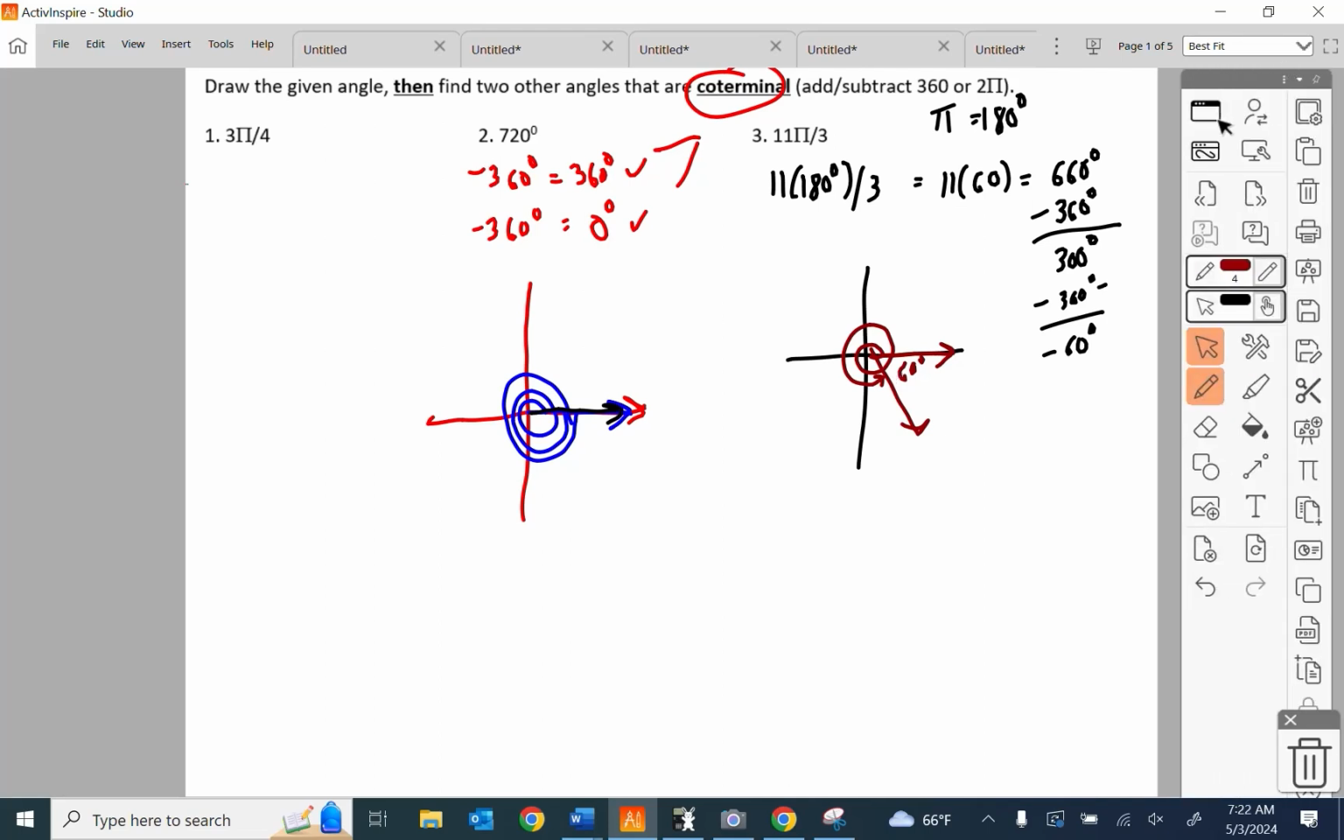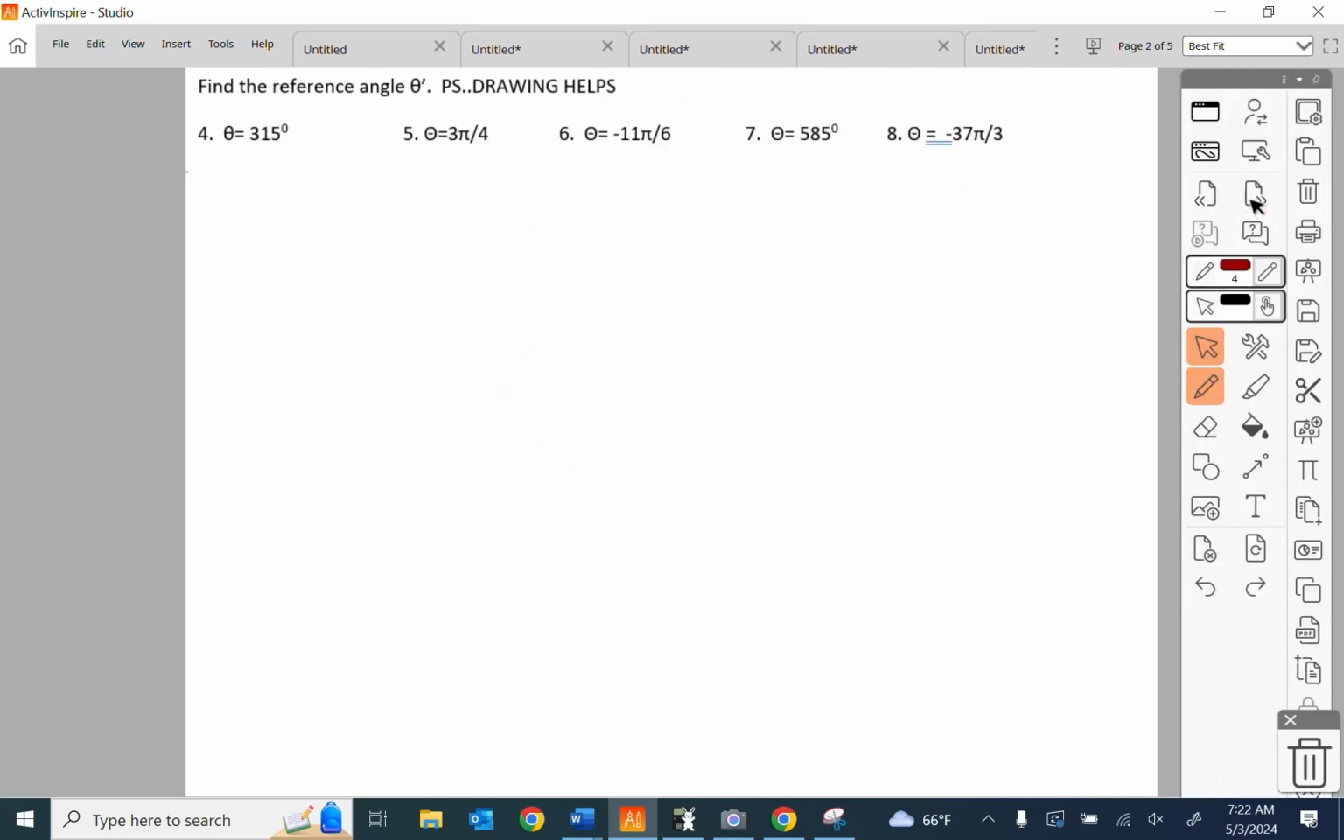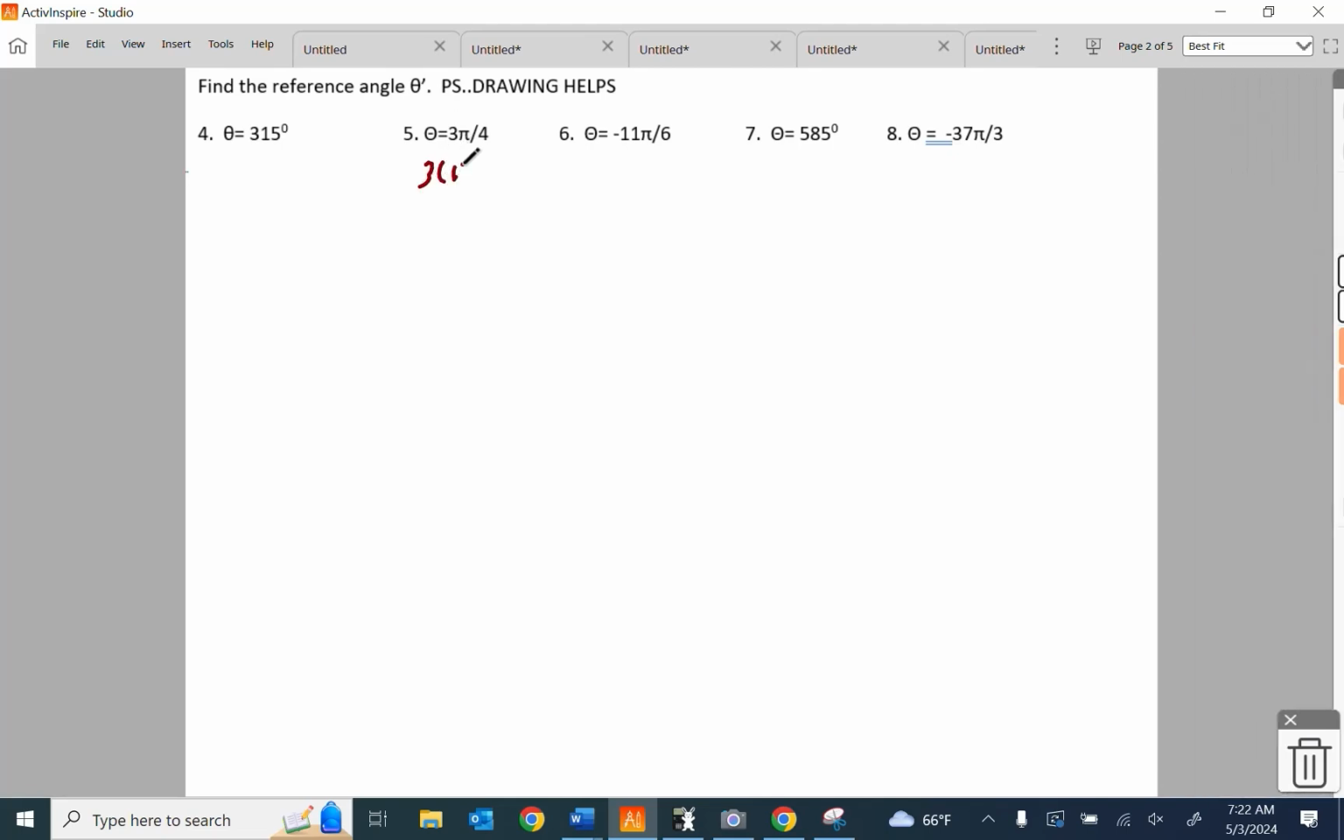All right, moving forward. Find the reference angle theta prime, and PS drawing helps. So let's make this one right here a degree. It's going to end up being 3 pi over 4 is 135 degrees. And the reason we do reference angles again is because the original angle does not enable us to draw a right triangle.